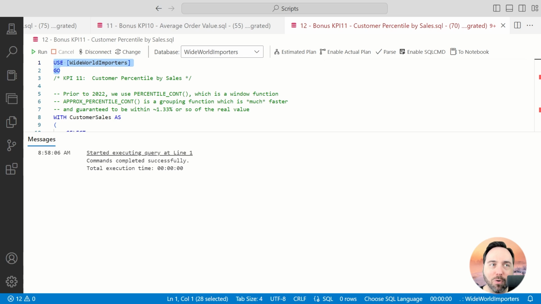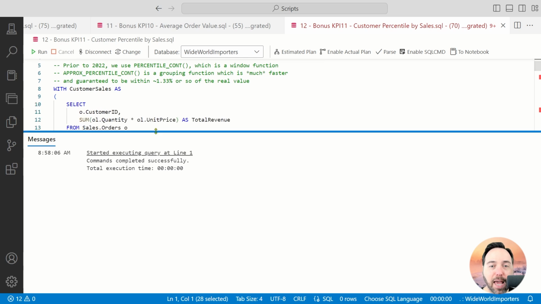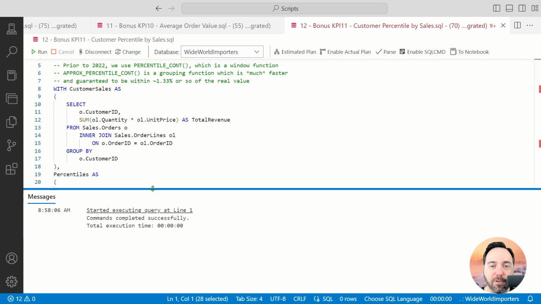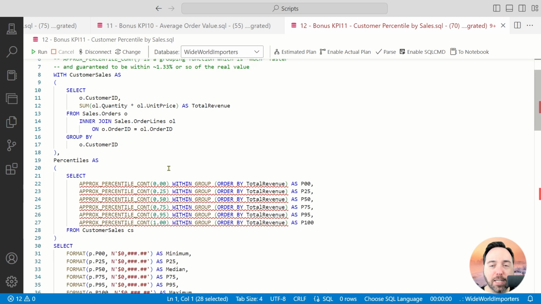Even so, this is orders of magnitude faster than the percentile_cont approach, so it's very practical for large data sets. Let's see how it works. We start off with a common table expression indicating total revenue by customer. Then, in the percentiles common table expression, we generate approximate percentiles.